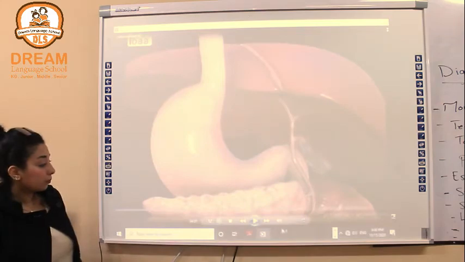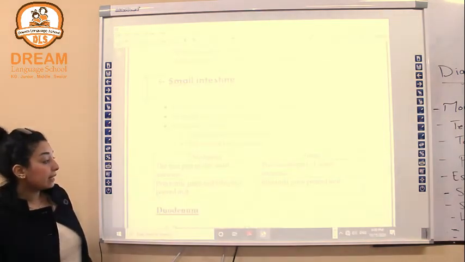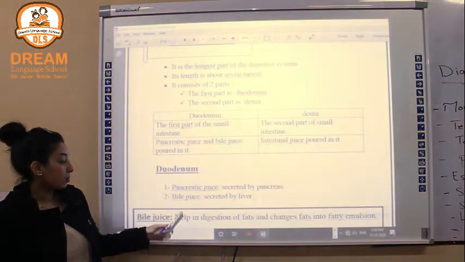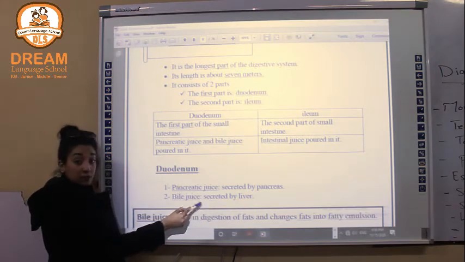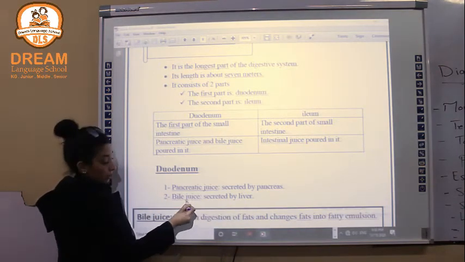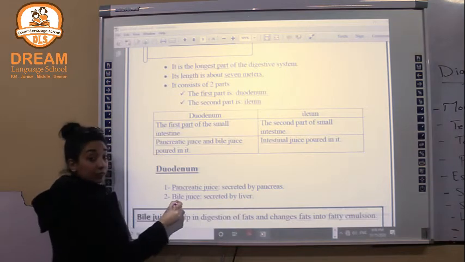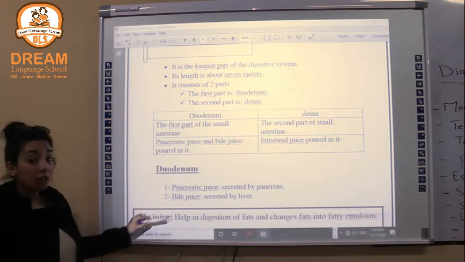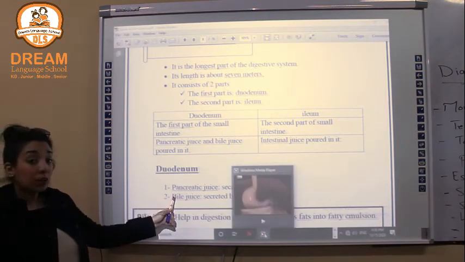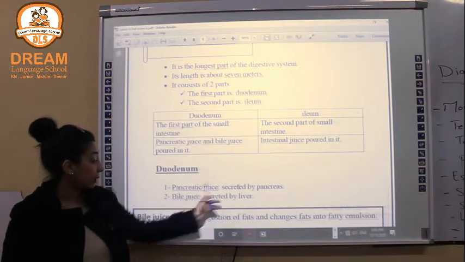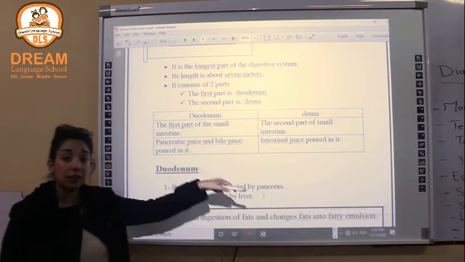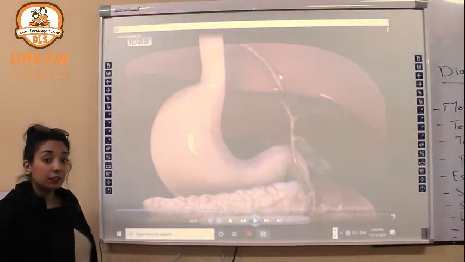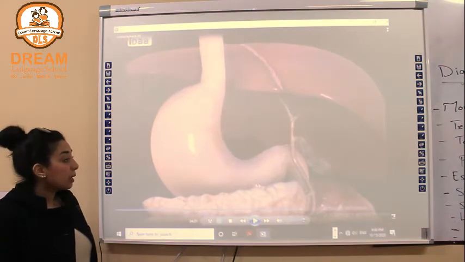Okay. So what is the name of the juice that the liver secretes? It's called bile juice. Liver secretes bile juice. Don't forget it. And the pancreas secretes pancreatic juice. Pancreatic comes from pancreas. So the liver secretes bile juice, and the pancreas secretes pancreatic juice.